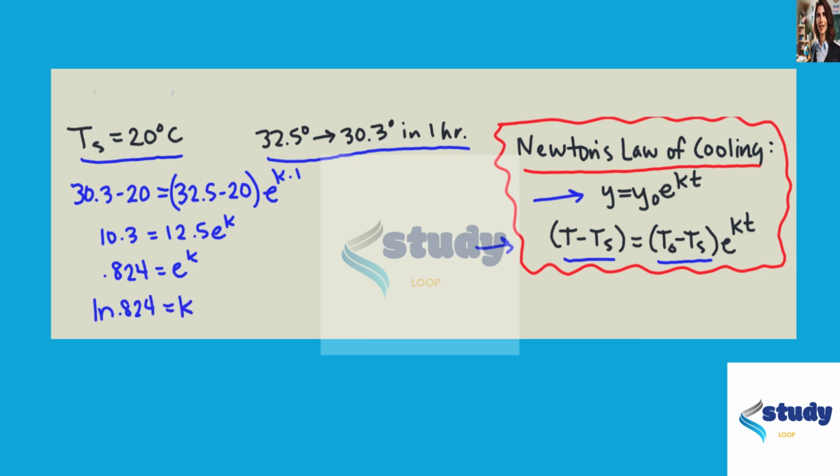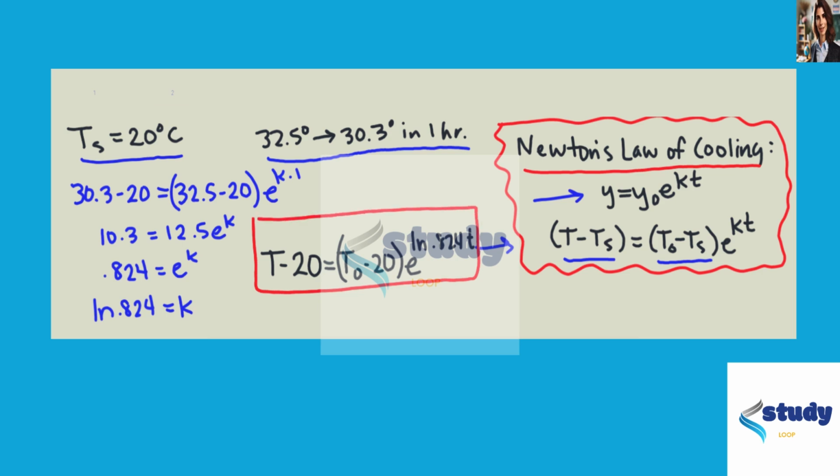All right, so we put that into our model, and we now have T minus 20 equals T naught minus 20 times e to the natural log of 0.824 times the time. So we're going to use that model to help us figure out the time of death.